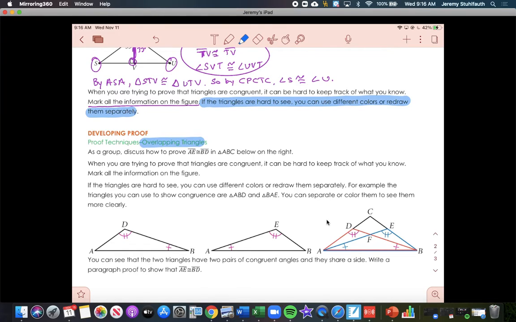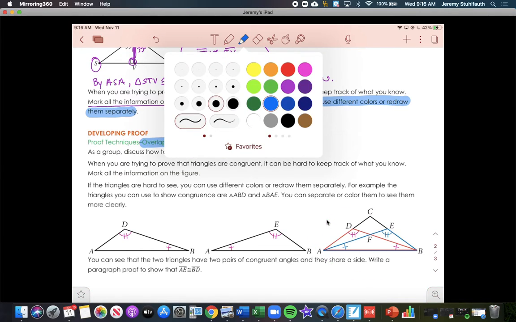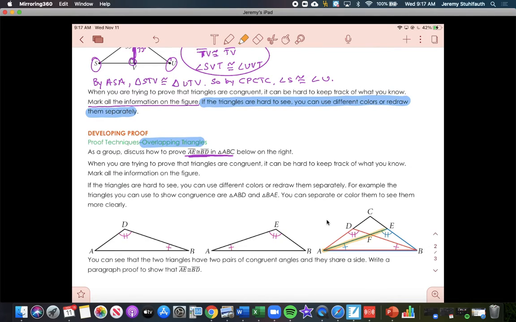So what I want to look at is, we want to try to prove that side AE is congruent to BD in triangle ABC. All right. So we want to prove that using this triangle right here. We want to prove that AE is congruent to DB, or BD.